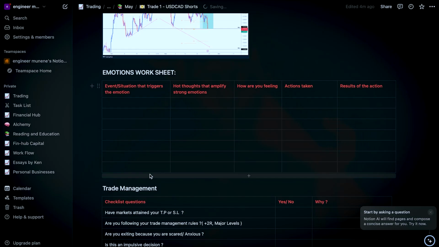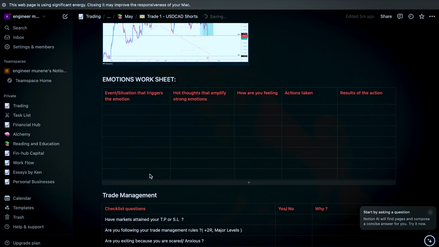Okay, so that's why I have the situation. So for example, if I enter the trade, it starts moving to my side, that will be the situation. Now the thoughts, as it's moving to my side, do I think it's likely to keep moving higher? If the answer is yes, I'll key that one in. Then how am I feeling? Am I feeling anxious? Am I feeling confident? Am I feeling relaxed, calm, chilled, in a state of panic, in a state of awe? What am I feeling? What actions am I taking based on my thoughts, feelings, and the situations that I am in? And then what are the results or the consequences of the action?